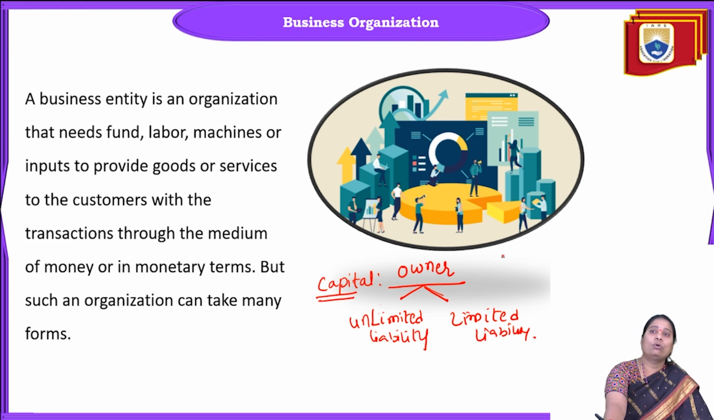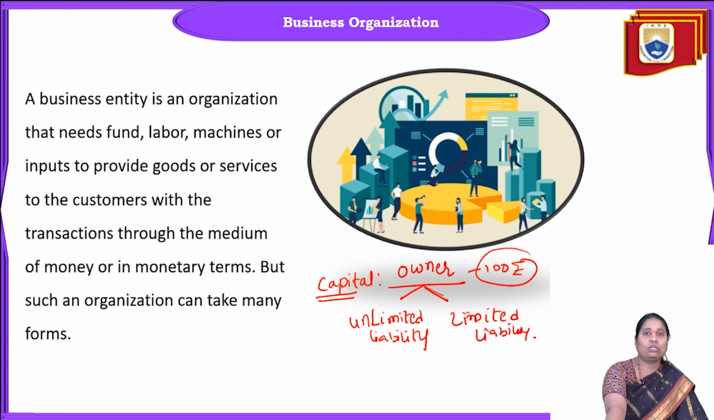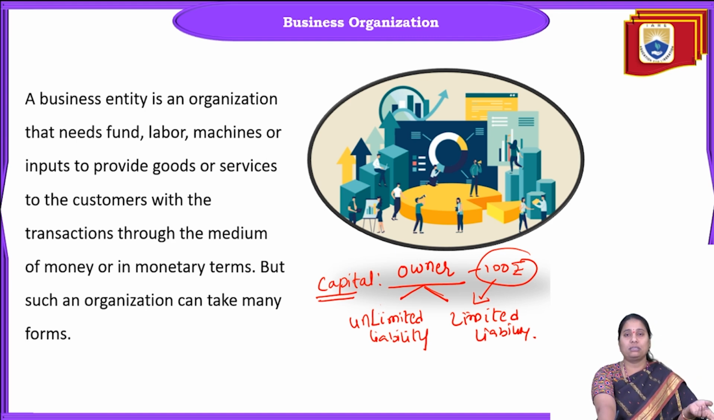But here, if the owner has invested 100 rupees, he is responsible for that 100 only. If he gets a loss, it is 100 rupees only. If he gets profits, he gets them proportionate to the 100 rupees only. Which means his responsibility is very low. If losses occur, he need not attach his personal properties to it.